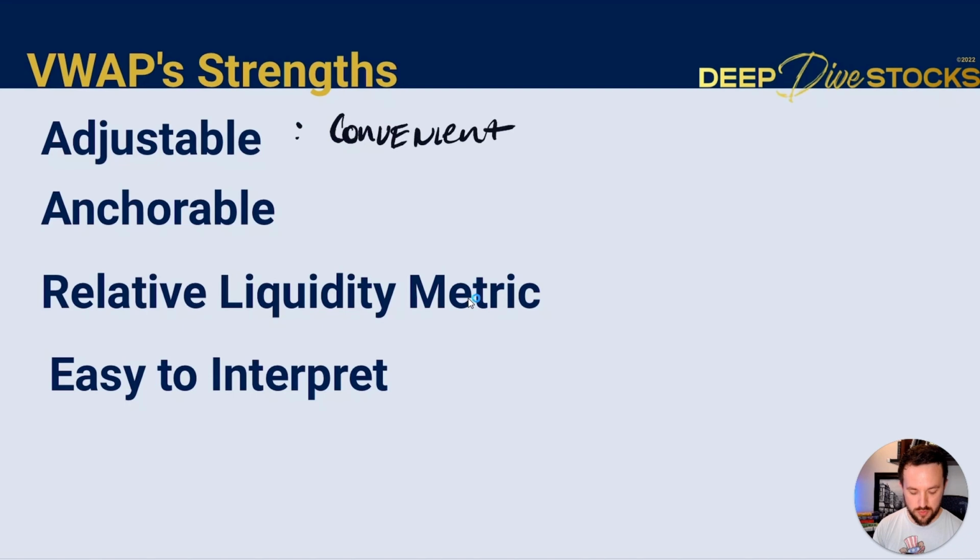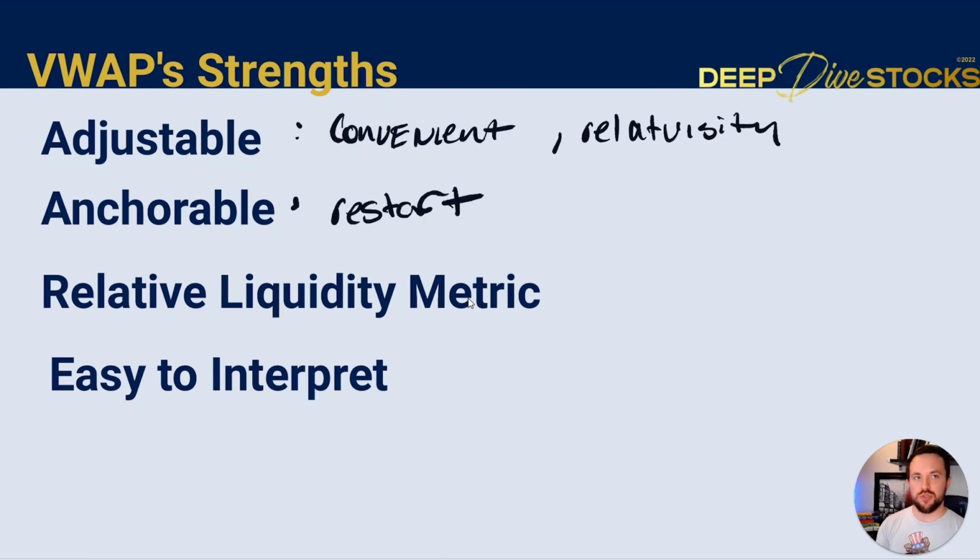But it also introduces relativity, right? Relativity, if that's a word. It is not. Being anchorable was convenient because you can just choose, all right, I'm going to restart. The problem with that, though, is when do you choose to restart? Do you have objective measures? Or do you just go, oh wow, that was a big volume bump, I guess we have to re-anchor our VWAP?